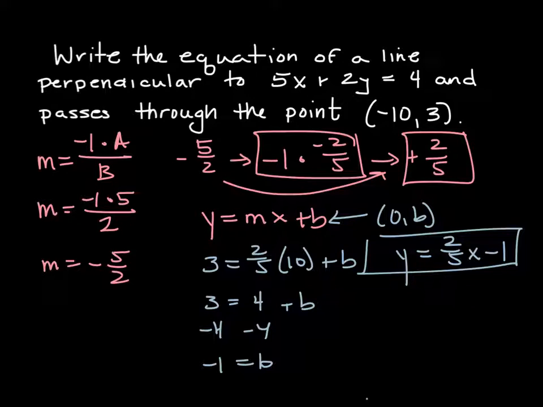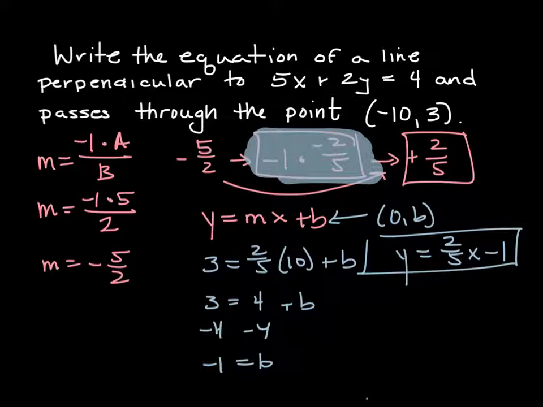So that is the process of going through and doing perpendicular. If you need the process, remember, very importantly, that the process is this middle piece here where you can take the reciprocal of what you currently have, multiply it by negative 1, and you will have it.